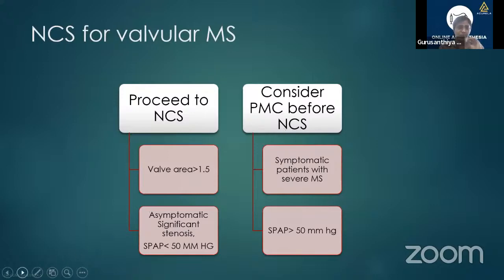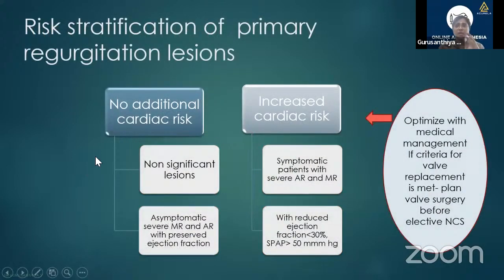In case of regurgitant lesions, be it mitral regurgitation or aortic regurgitation, if the lesions are not significant and the patient is not symptomatic with a severe MR or a severe AR and has a preserved ejection fraction, then these subsets of patients may not pose an additional risk. But if the patient is symptomatic with severe AR or severe MR and has a reduced ejection fraction of less than 30% or systolic pulmonary artery pressure more than 50 millimeters of mercury, then these patients are at increased cardiac risk for a non-cardiac surgery.